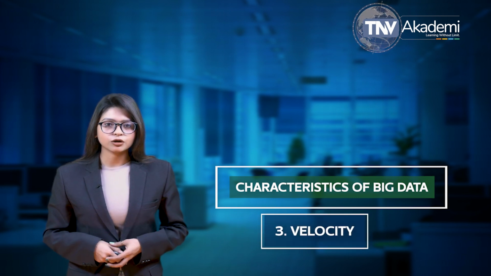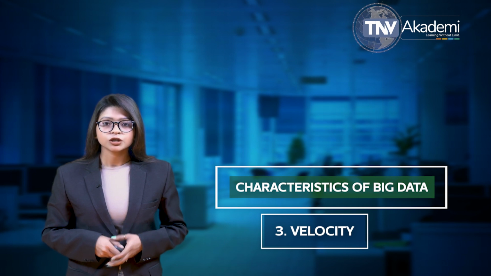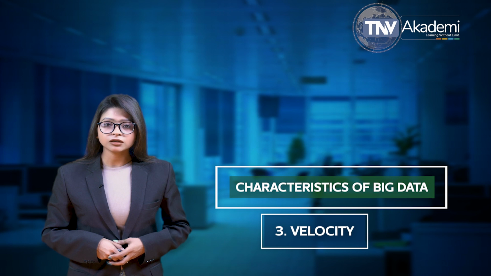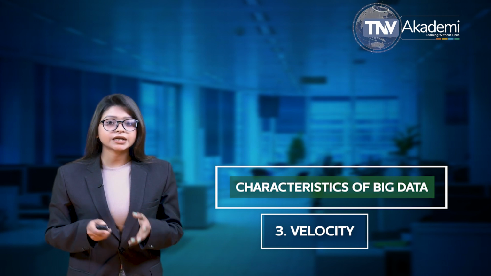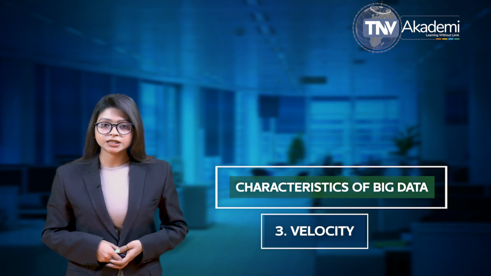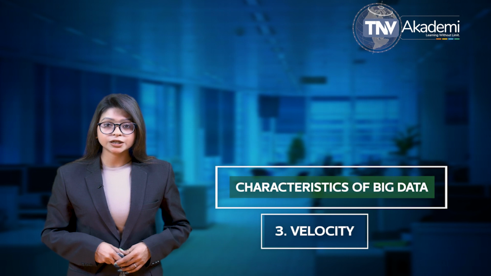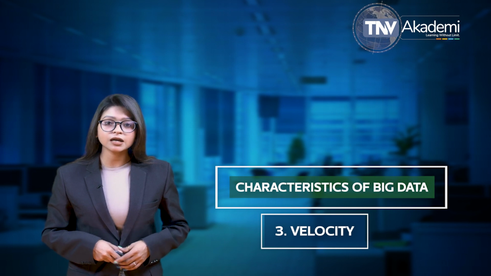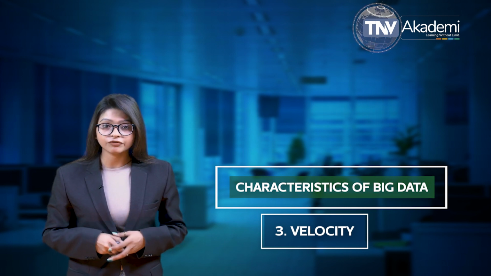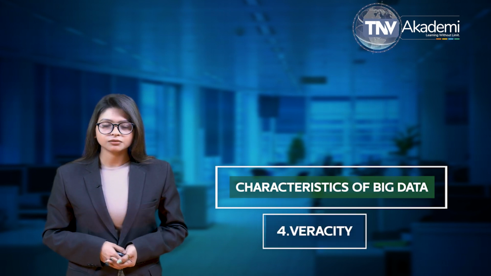The third one is velocity: the speed at which the data is generated and processed to meet the demands and challenges that lie in the path of growth and development. Big data is often available in real time. Compared to small data, big data is produced more continually. Two kinds of velocity related to big data are the frequency of generation and the frequency of handling, recording, and publishing.